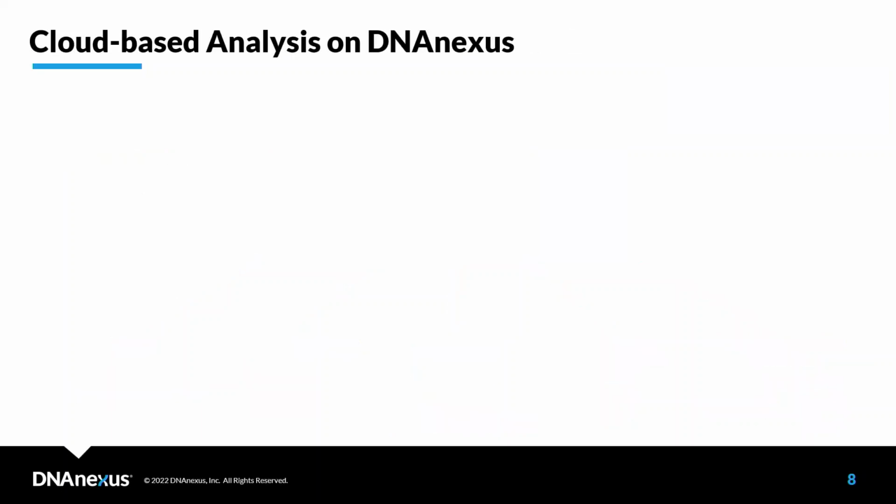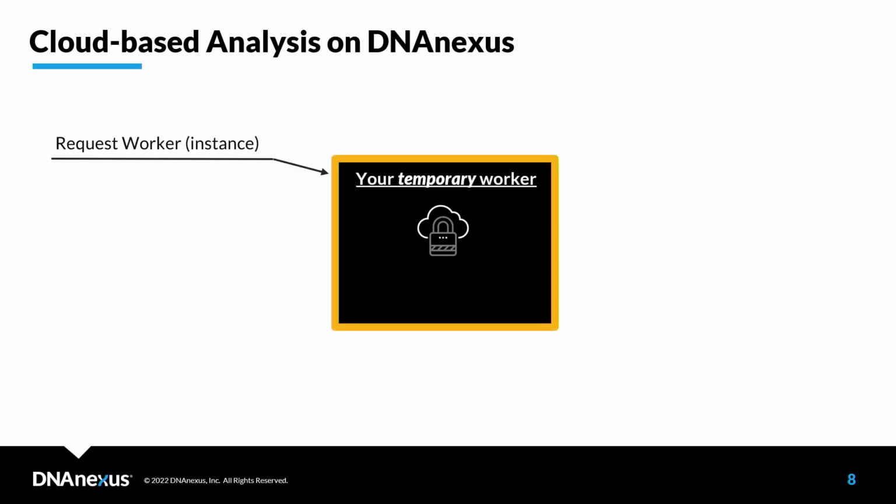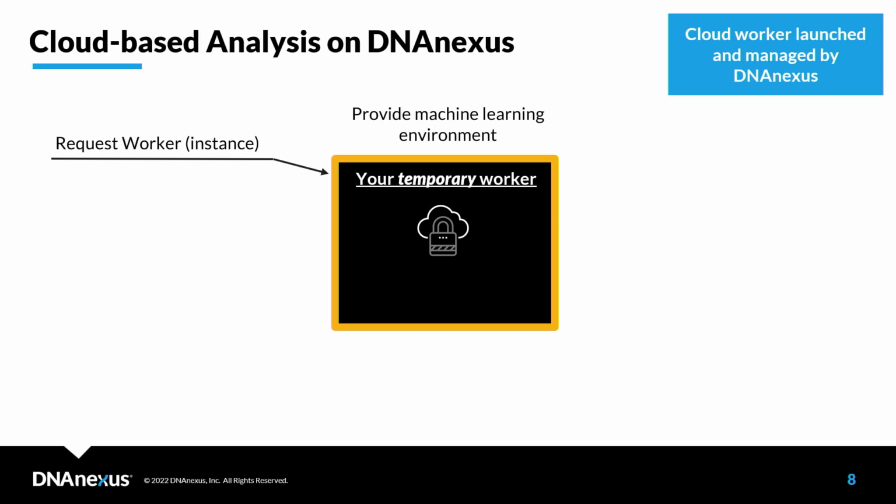So what are the differences between your local computations, or working on your company or university high-performance clusters, versus working on the cloud? Let's review some basic setup and flow. First, on the cloud, you need to request a worker, because every time you run a fresh new machine remotely. So first request a worker, which is also called an instance. This will lead to getting your temporary worker. With that, you will also sometimes need to provide a machine learning environment, which specifies some pre-installed software for analysis. This step will ensure that the cloud worker is launched and, in this case, managed by DNA Nexus.